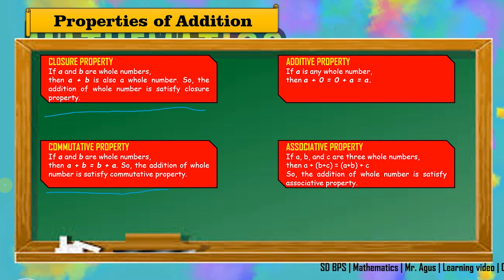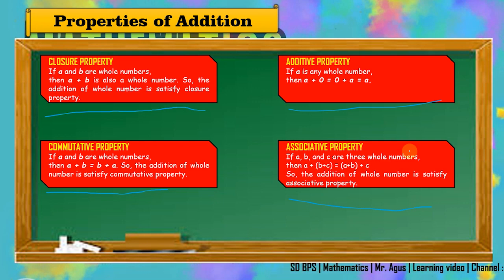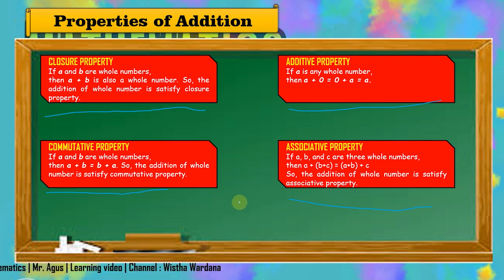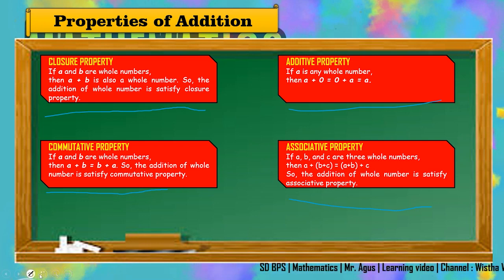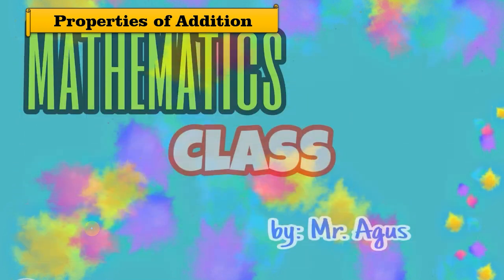And then the last one is about associative property. If A, B, and C are three whole numbers, then A plus in the bracket B plus C equal to in the bracket A plus B, plus C. So the addition of whole number satisfies associative property without checking the order of A, B, and C. Let's move to the next slide.